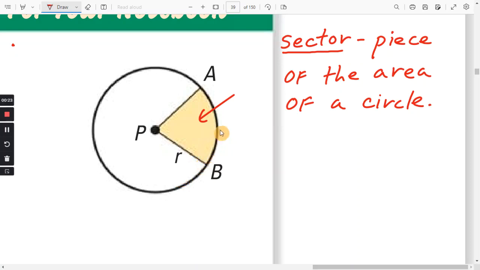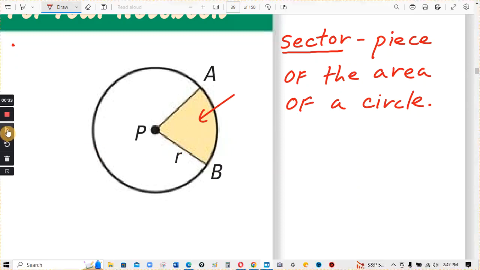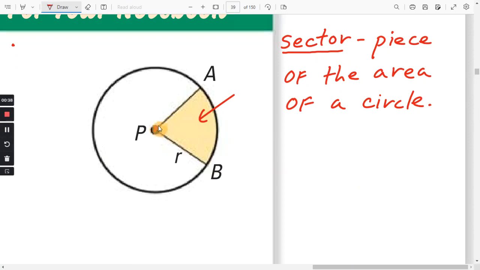Previously for arc, we were only doing a piece of the circumference, but now for sector, it's an actual piece of the area of the circle. Now, once again, P is the center of the circle, and when you have an angle inside the circle with the center at the vertex of that angle, that's considered a central angle. So the measurement of this angle is represented by the Greek letter theta. Theta is just going to be the central angle.